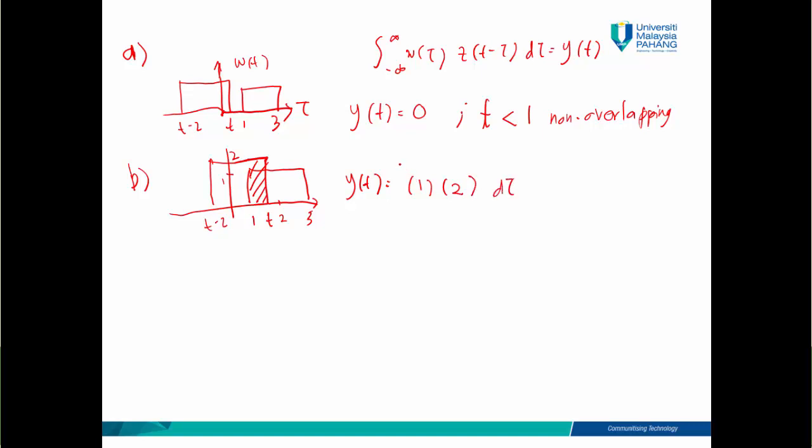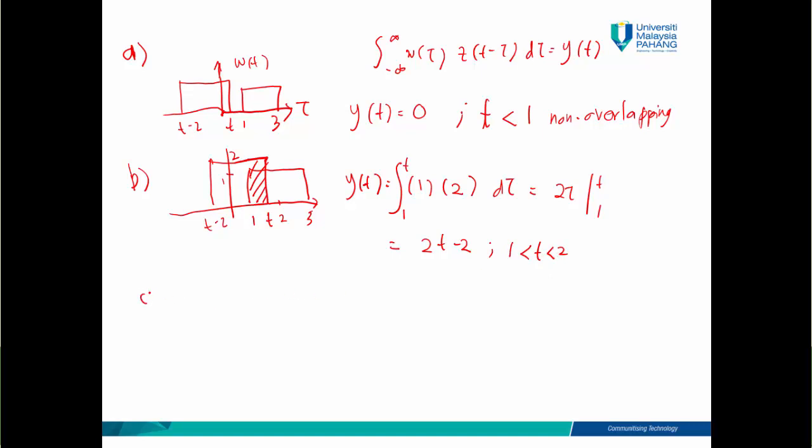d tau. Oh, I forgot the integration. We only integrate at the overlapping area. The overlapping area is from 1 to t, so the integration is from 1 to t. Solving this integration, we get 2 tau from 1 to t, so y(t) equals 2t minus 2 for t less than 2 and greater than 1.